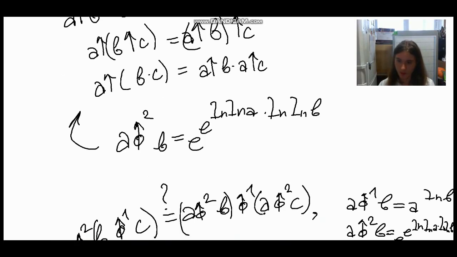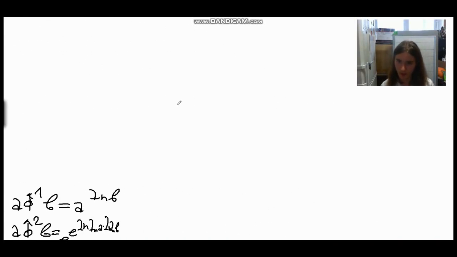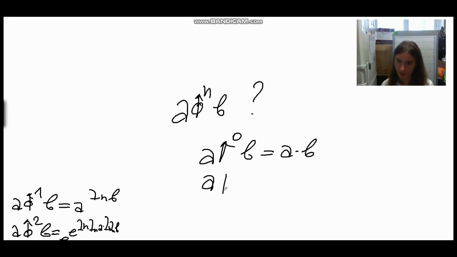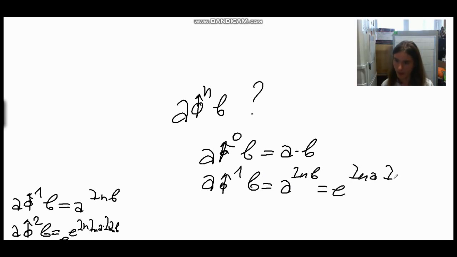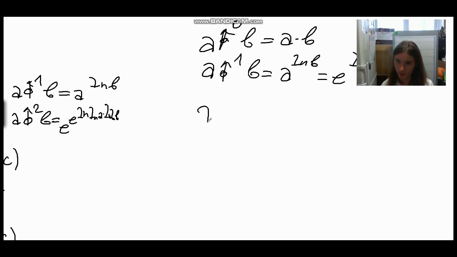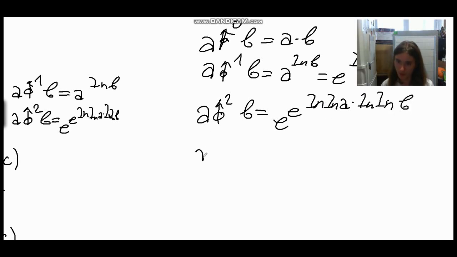But what if I want to combine A and B? What would it look like? I know already that A null B is A times B. A 1 B is A to the ln B, which is e to the ln A ln B, and now we know that A to B is e to the natural log of A times natural log of B. What comes next?